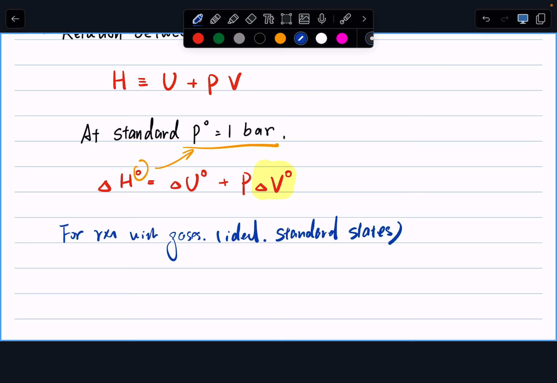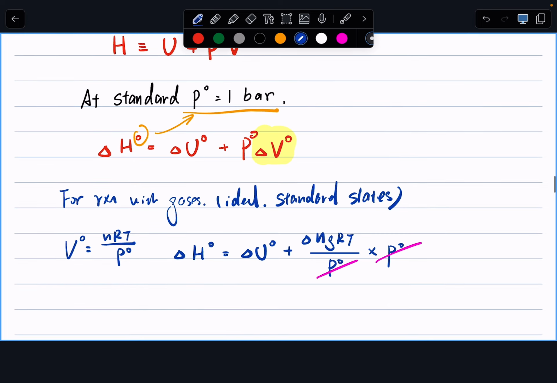So in this case, since V naught is ideal, we get V naught equals nRT divided by P naught. And we can simplify it to be delta H naught equals delta U naught plus delta nG RT over P naught times P naught. These two cancel out. You get delta H naught equals delta U naught plus delta nG times RT. R is a constant, T is a constant, but the number of moles of your reactant and product could be changing.